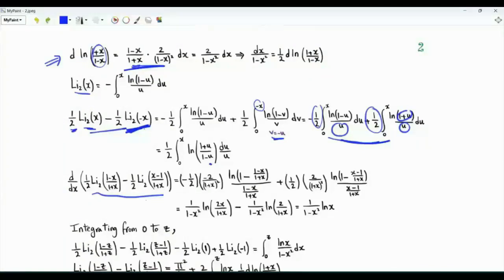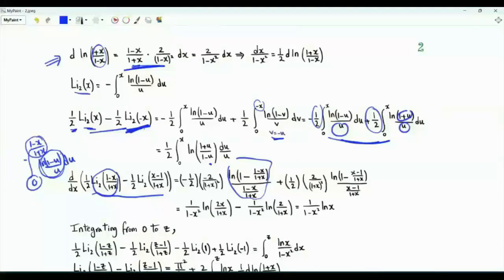What is the derivative of this quantity with respect to x? This dilogarithm is minus the integral from 0 to 1 minus x over 1 plus x, ln of 1 minus u over u du. The integrand and the lower limit of integration do not depend on x. By the rule for differentiation under the integral sign, this derivative is the integrand with the dummy variable of integration u replaced by 1 minus x over 1 plus x.